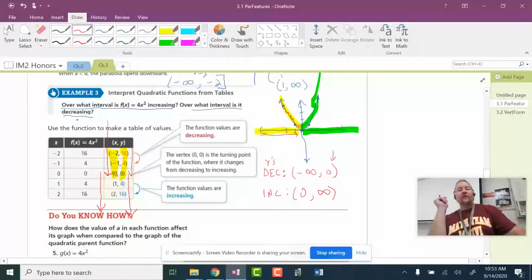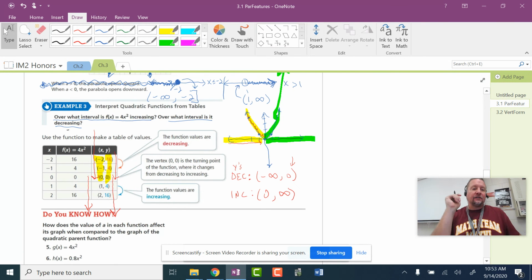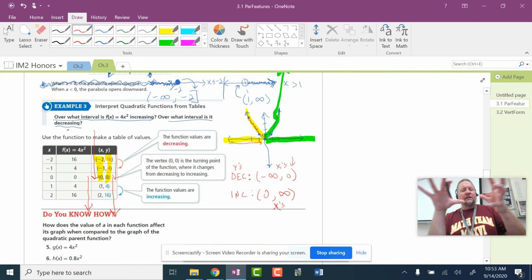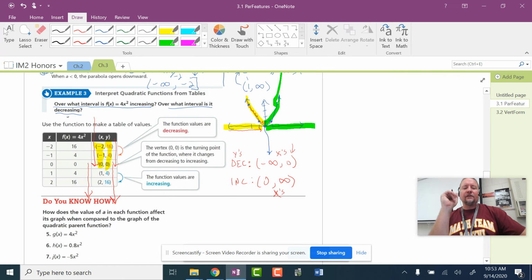So a real quick reminder of interval notation. It's the only way I could tell you what interval these are increasing. These are the x's that you plug in. That's the specific notation you need to use for that. The y's are already being described by the increasing, decreasing.